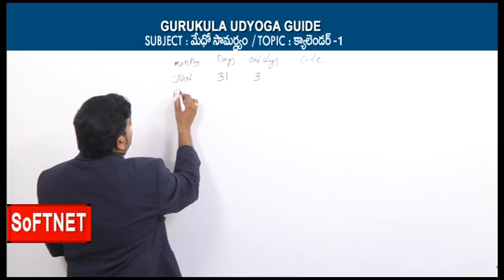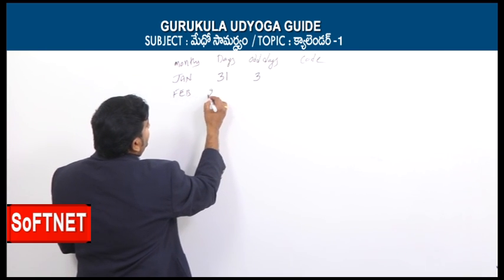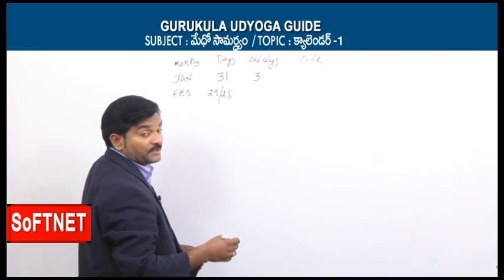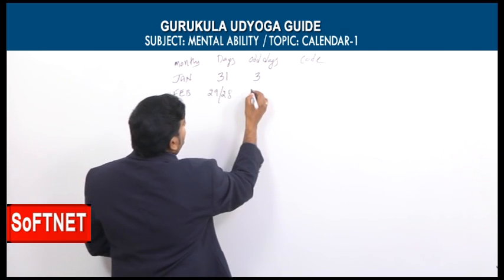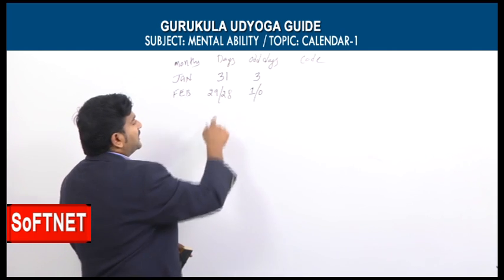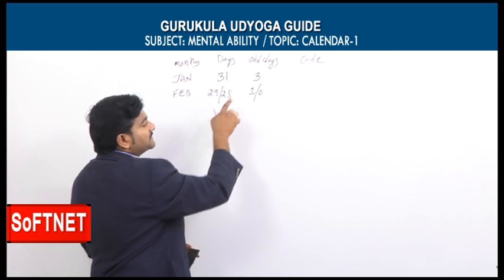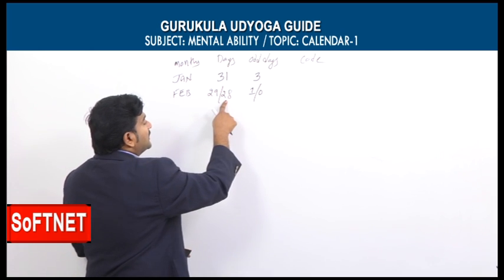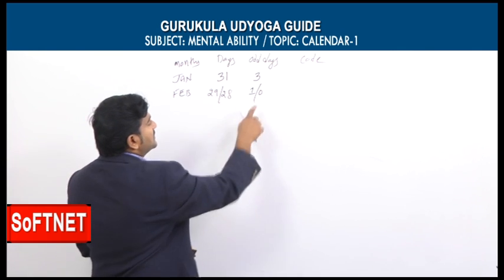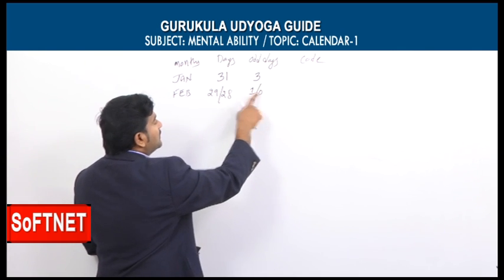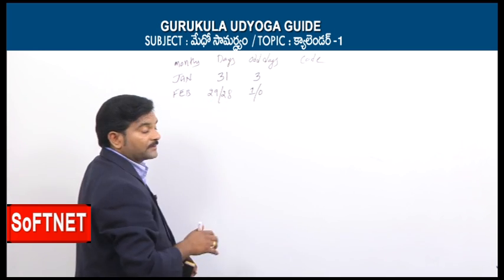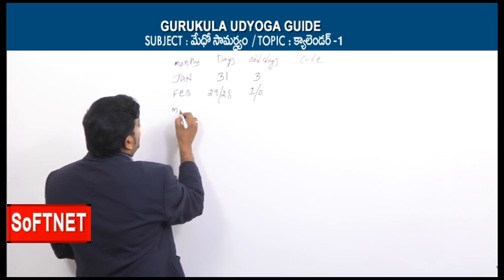Similarly, February. If it is a leap year, we have 29 days. If it is a non-leap year, we have only 28 days. If it is a leap year, we get 1 odd day. If it is a non-leap year, we get 0 odd days, because 28 is exactly divisible by 7. 7 fours are 28. That's why 0 odd days in a non-leap year, 1 odd day in a leap year. Okay. Similarly, March.